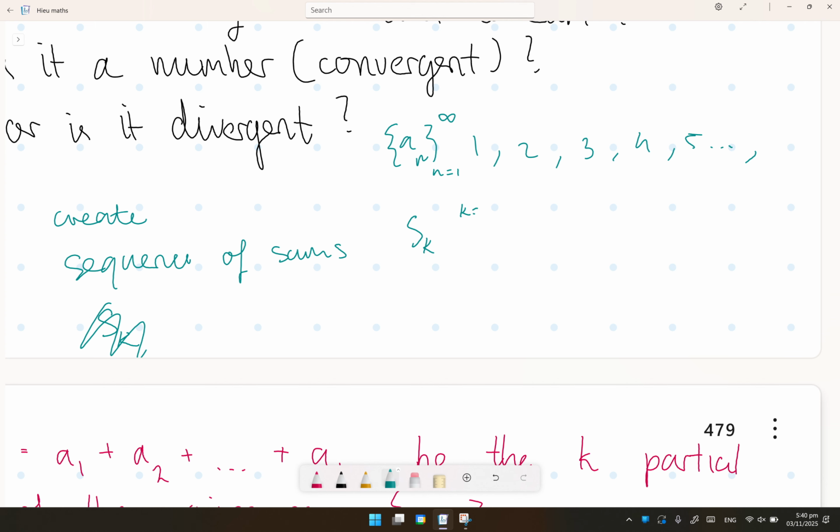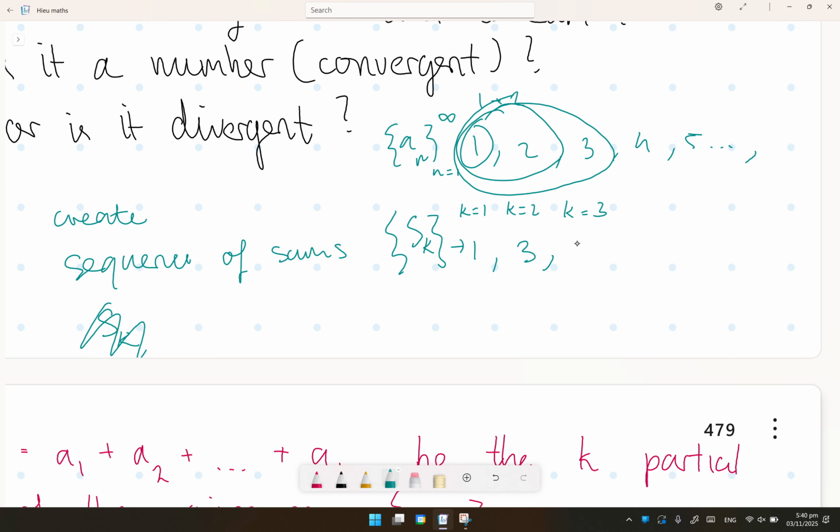So when k equals 1, we're only summing the first one, so it's just 1, right? s_k is going to be, first, 1. And then when we have k equals 2, we're summing the first two, so what we do is 1 plus 2, that's 3. Okay, and then when k equals 3, we have 1 plus 2 plus 3, so that's 6.